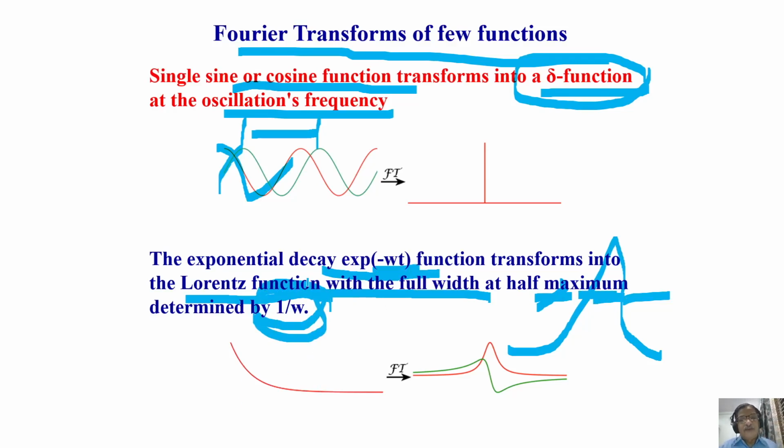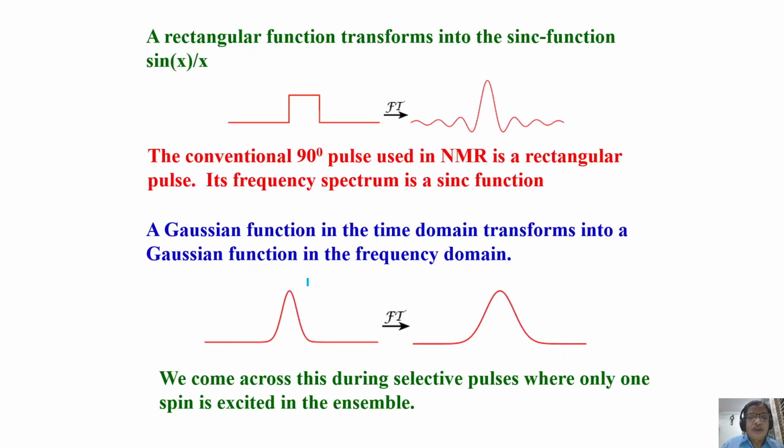This is an exponential function. The NMR signal, what we detect in the solution state, is an exponentially decaying function. So the frequency domain spectrum is a Lorentzian. Of course, you should know this. We come across it very often. We already discussed it in the previous class while discussing FID truncation.